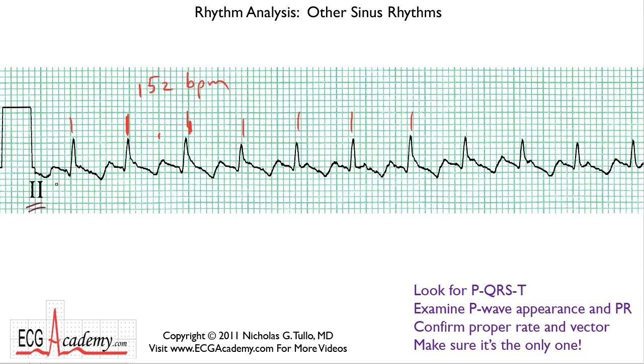Now we're looking for P waves in front of the QRS complexes. And you'd see this positive deflection right there. And you'd think, well, is that the P wave? I wonder. Well, keep in mind that P waves usually have a flat segment in front of them. You have the P wave, and then there's a PR segment before the QRS complex. So you should see a fairly discrete P wave.